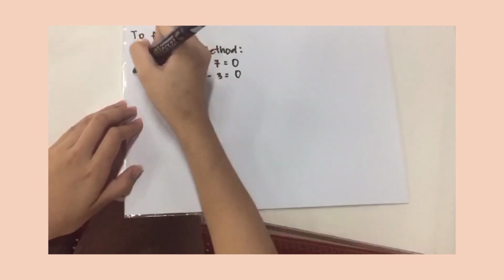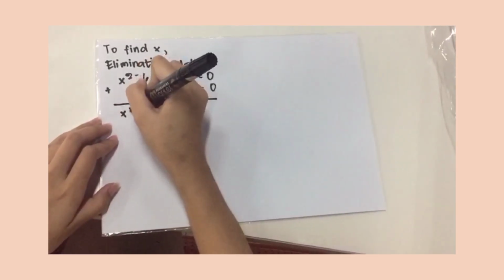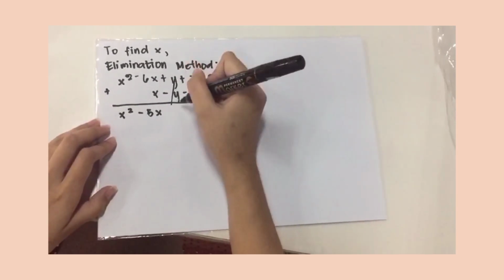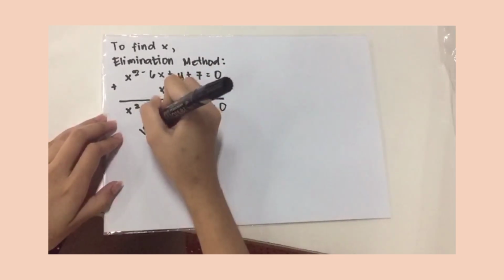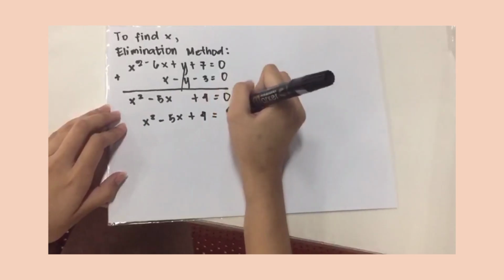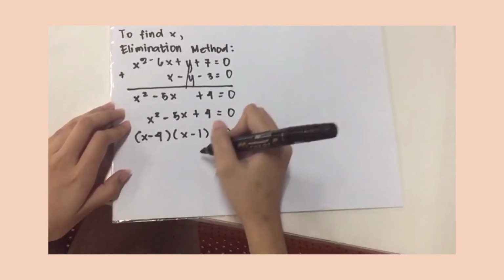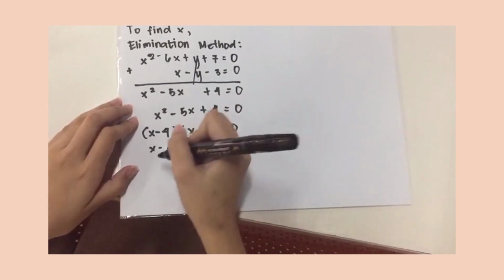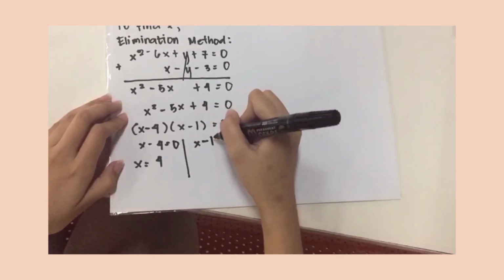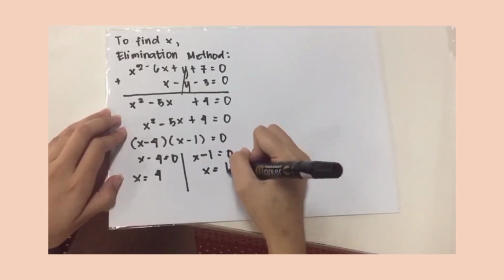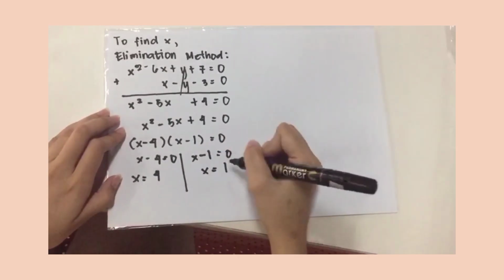Finding the difference of the two equations, we came up with the answer x squared minus 5x plus 4, which can be factored into the binomials x minus 4 and x minus 1. We equate these factors to 0 and now have the values positive 4 and positive 1 for our x coordinates.